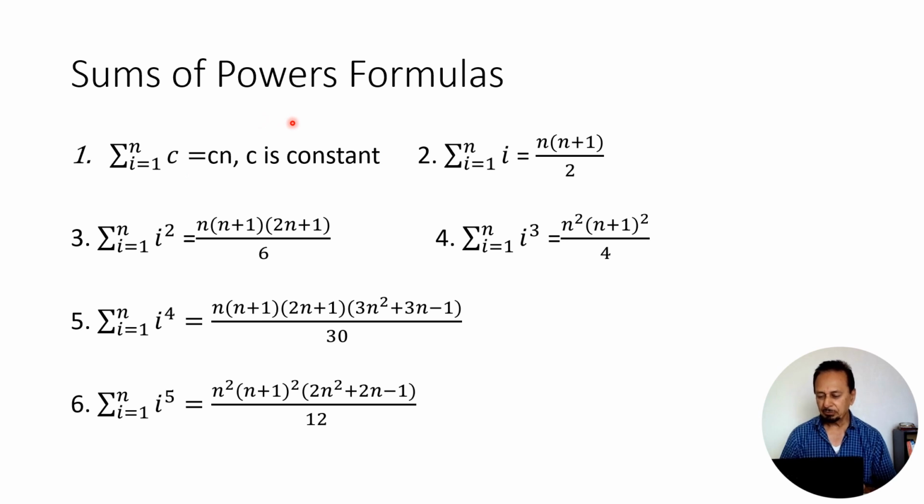Okay, sum of powers formulas. Number 1, the summation of c, where c is a constant, from 1 to n, is simply c times the upper limit, cn. Number 2, summation of i, meaning 1 plus 2 plus 3 up to n, is equal to n times (n plus 1) over 2. Summation of i squared would be n times (n plus 1) times (2n plus 1) over 6. Summation of i cubed would be n squared times (n plus 1) squared over 4. So these are formulas we can use.